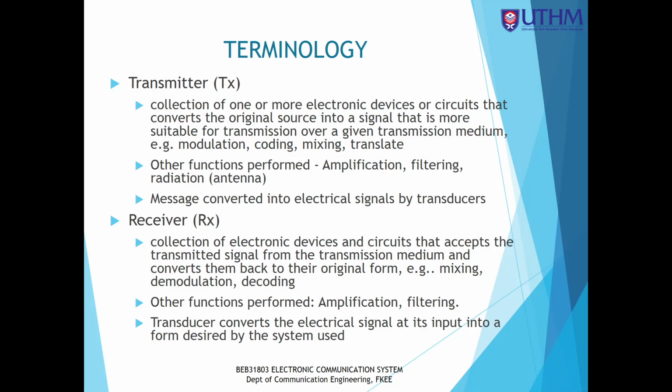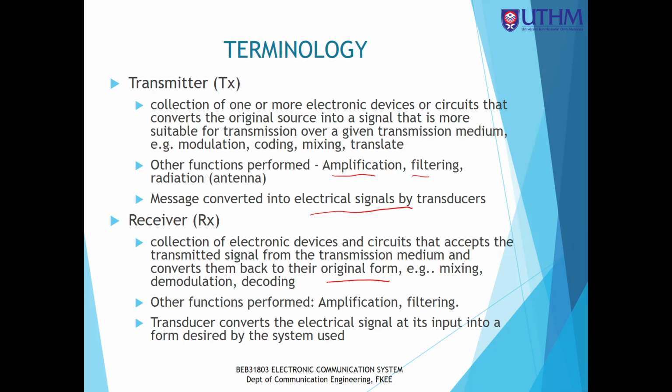Okay, transmitter and receiver. Transmitter is the collection of one or more electronic devices or circuits that converts the original source into a signal that is more suitable for transmission into the medium. Other functions performed are like amplification, filtering, radiation, antenna. So the message converted into an electrical signal by the transducer is part of the transmitter. Okay, and then the receiver is a collection of electronic devices and circuits that accept the transmitted signal from the transmission medium and convert it back into the original form. Okay, for example, mixing, demodulation, decoding, and so on.